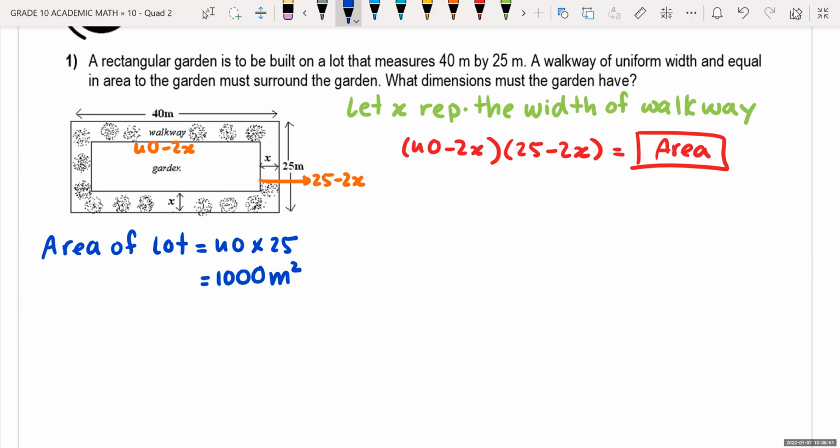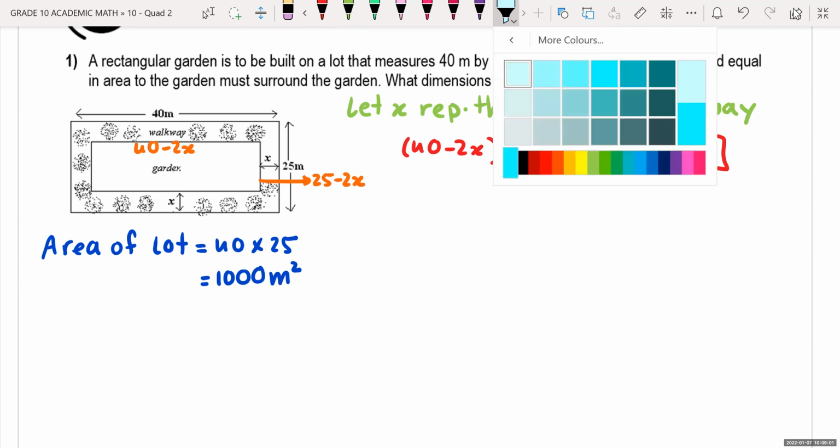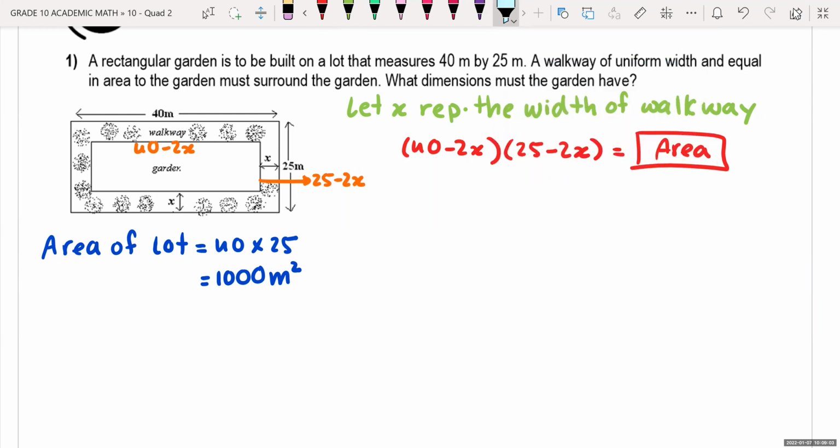Okay, now they give us a little bit of a hint in the question. So let's try to find that hint in the question. And there's always going to be a hint in the question. If you feel like, oh, there's not enough information, read the question multiple times, you'll find something. So here it says a rectangular garden is to be built on a lot that measures 40 by 25. We got that. A walkway of uniform width and equal in area to the garden must surround the garden.